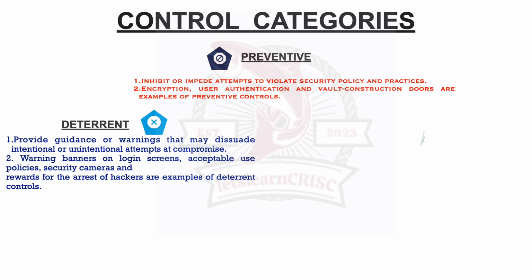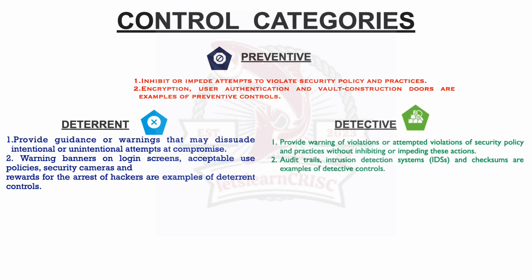Right? Moving next, we'll discuss the detective control. Friends, under detective control, first, it provides warning of violation or attempted violation of security policy and practices without inhibiting or impeding these actions. Second, audit trails, intrusion detection systems, and checksums are examples of the detective control.